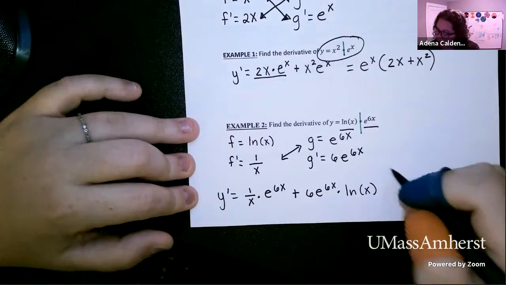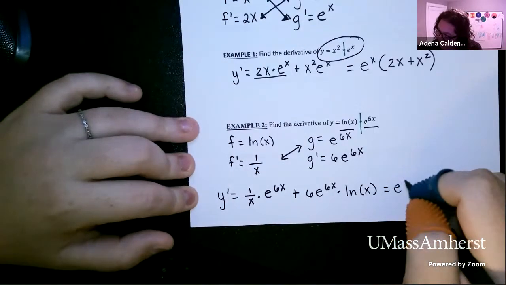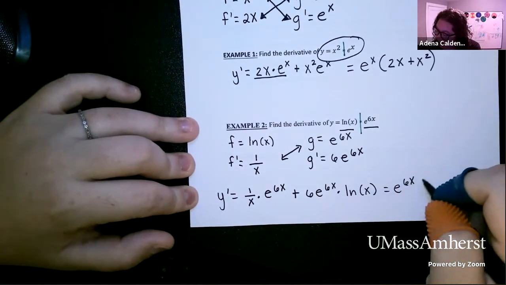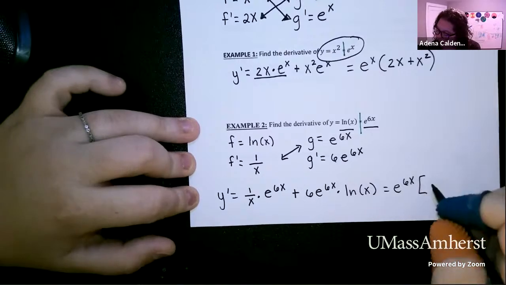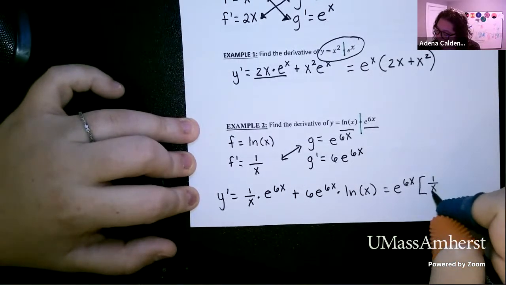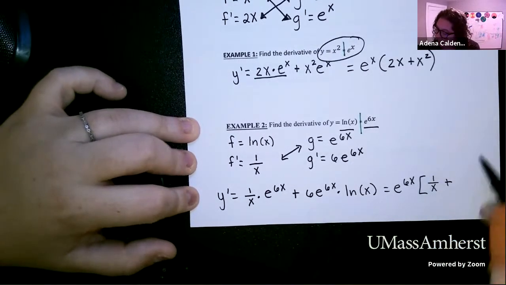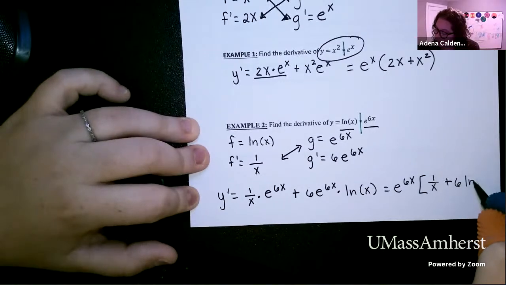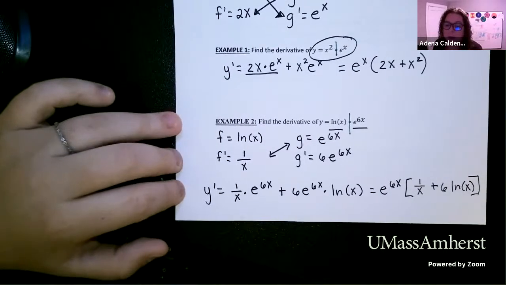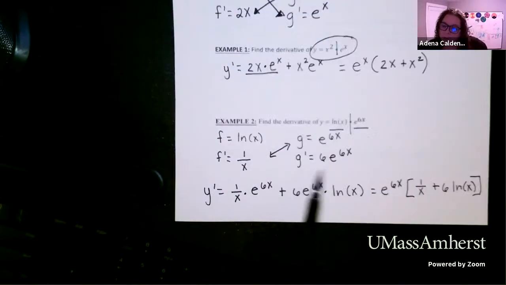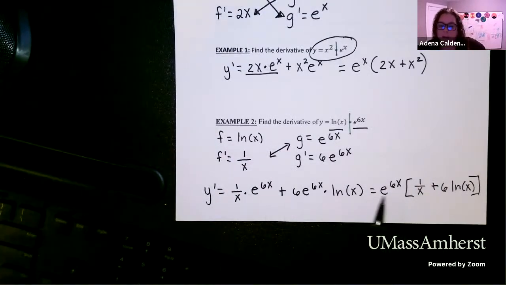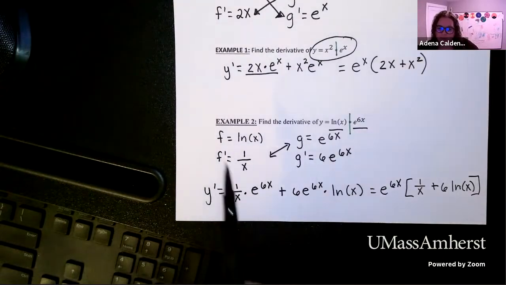You could factor out an e, so let's see what that looks like. So e to the 6x, if we were to factor that out, from the first term, we'd be left with a 1 over x. And from the second term, we'd have a 6 times ln x. Okay, so these are the two common ways that you would see the answer written here for this particular derivative.